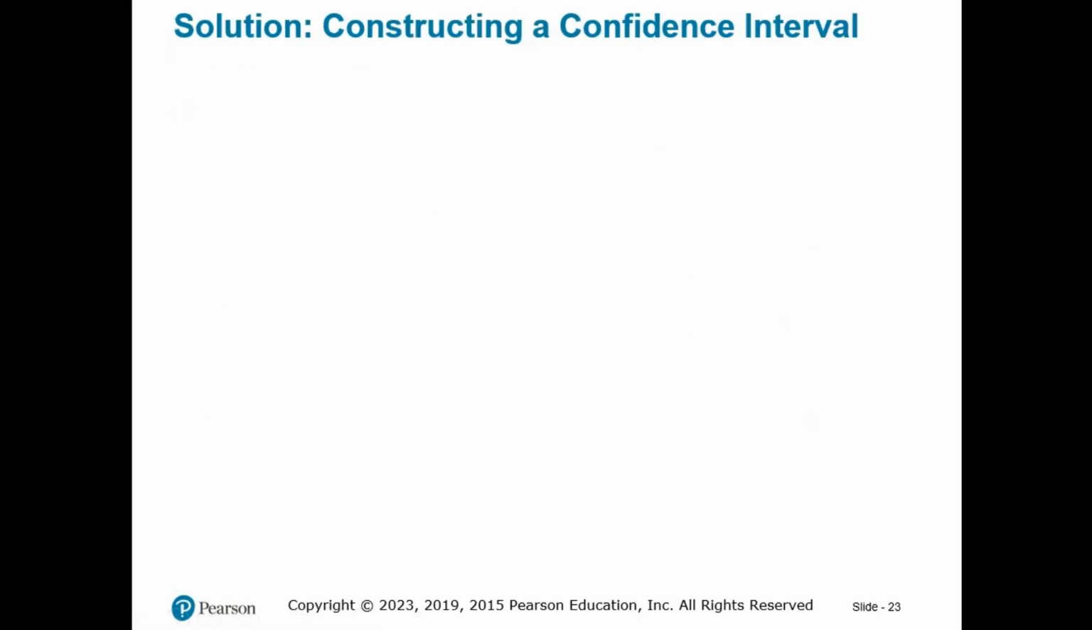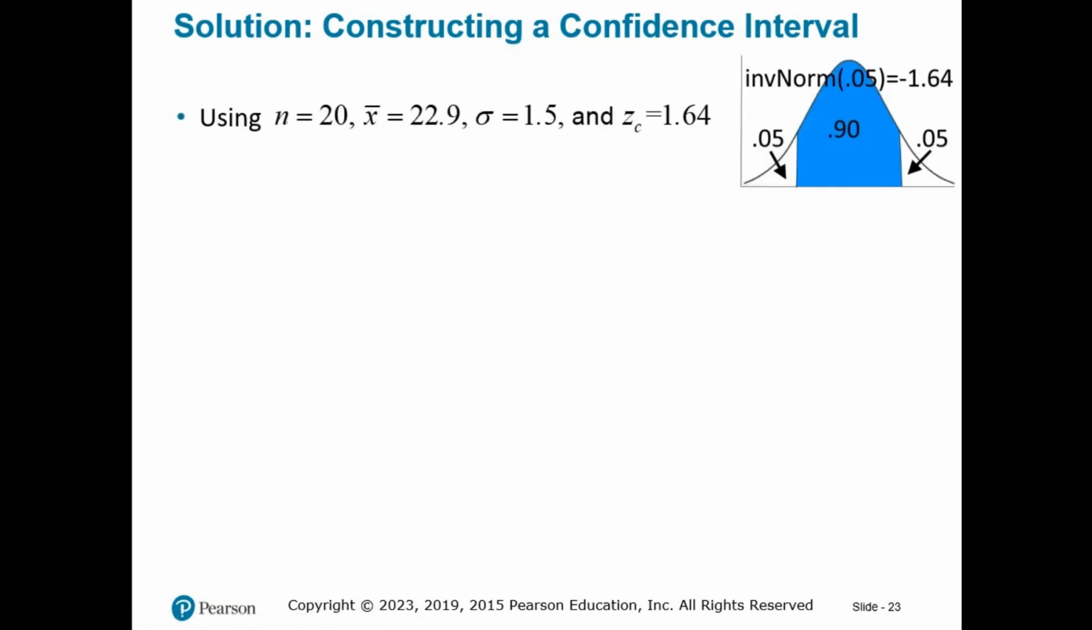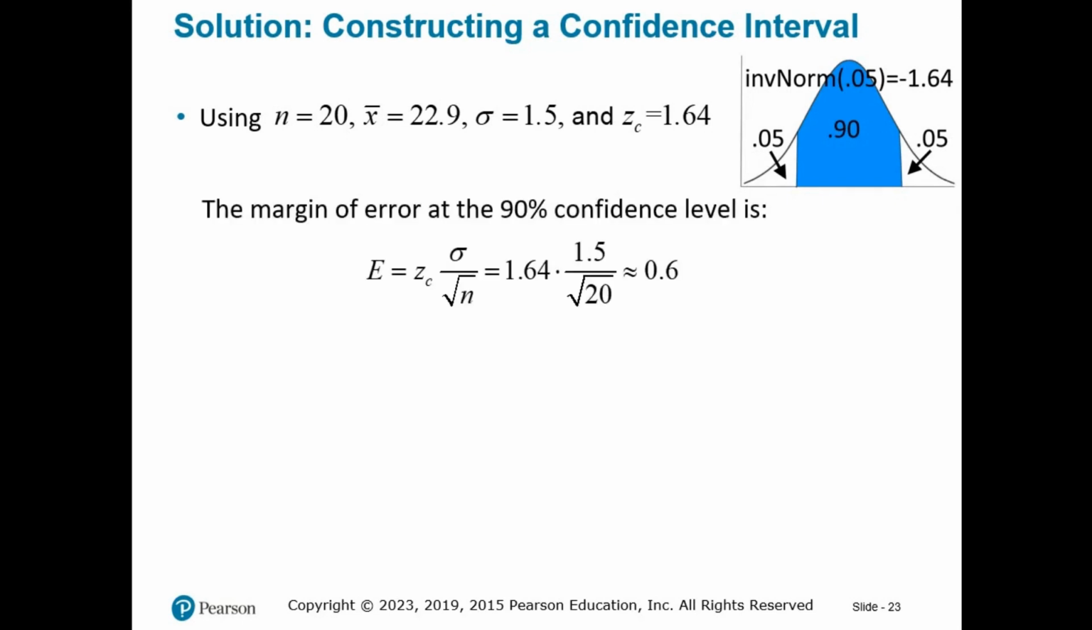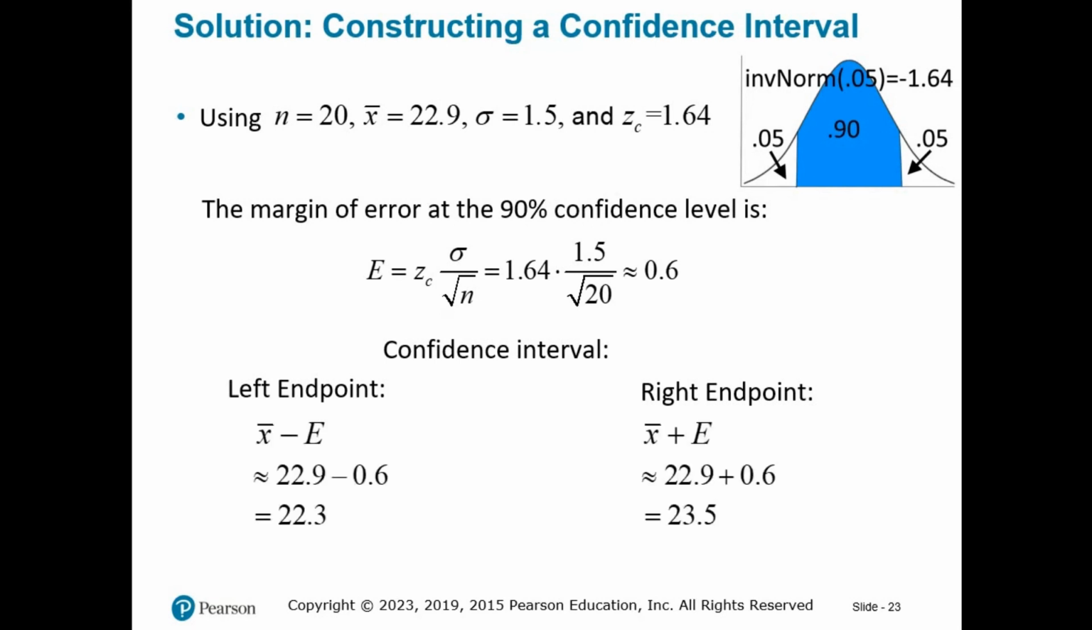Here's another way to lay out your process if it helps you. Start with collecting your data at the top, your values for n, X bar, find it if needed, sigma, and find your Z sub C. State the margin of error confidence level. Write your margin of error formula as a product with the values. Then approach the endpoints from each side, subtracting E from left and adding it to the right.